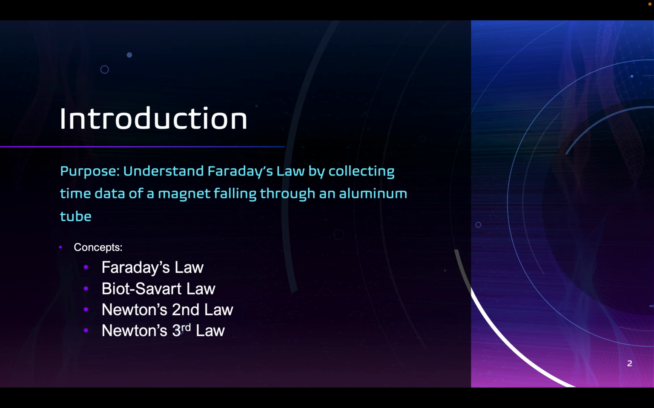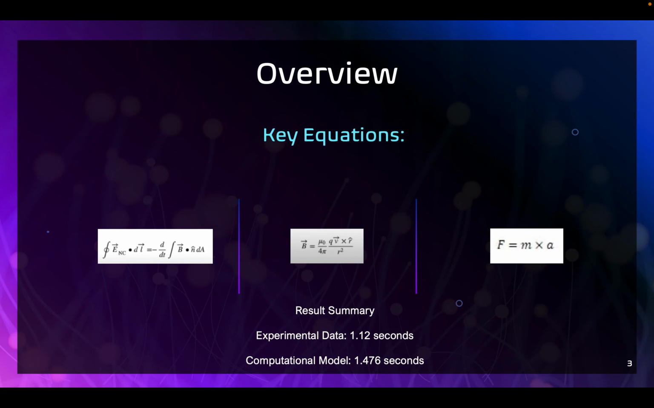So here's a little introduction of our lab. The purpose of the lab is to understand Faraday's Law by collecting time data of a magnet falling through an aluminum tube. Some of the concepts that we're going to go through in this lab are Faraday's Law, Biot-Savart Law, Newton's second law, and Newton's third law.